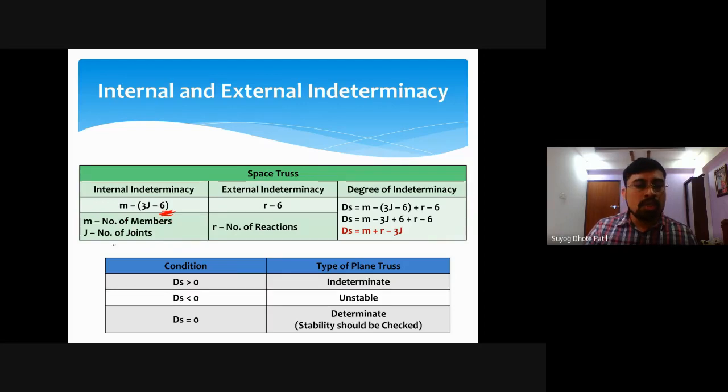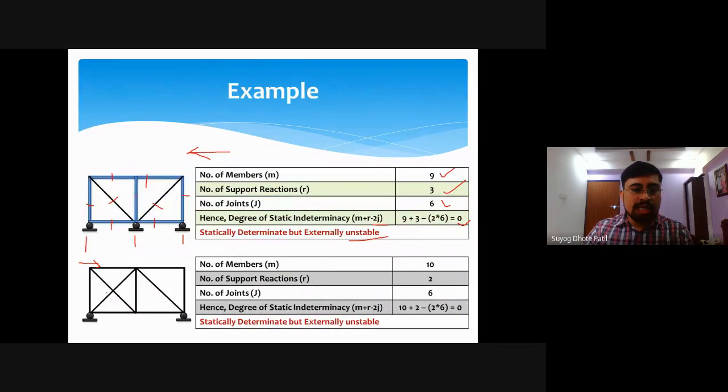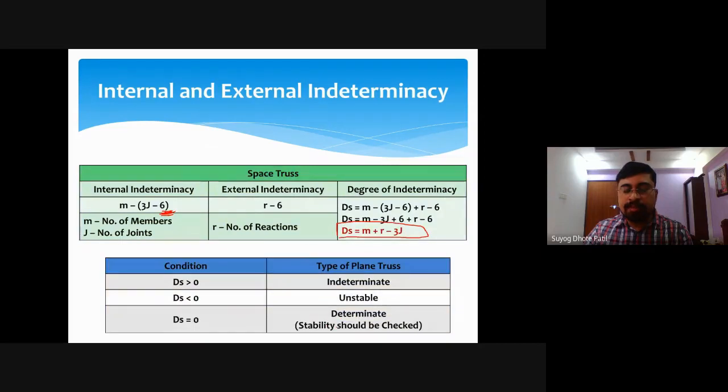So after doing this calculation, we have this formula. If ds is greater than 0, it is indeterminate. If ds is less than 0, it is unstable, and if ds is equal to 0, it is determinate. But stability should be checked. If ds is 0, it is determinate, but for both these conditions, we have to check stability. Due to this roller support, it is unstable. So stability should be checked by inspection.